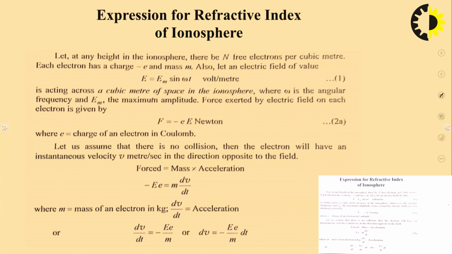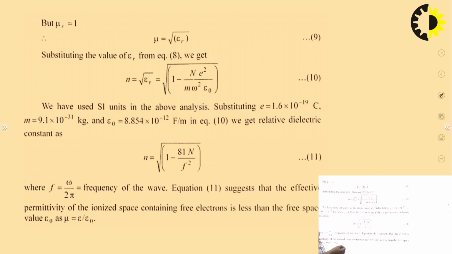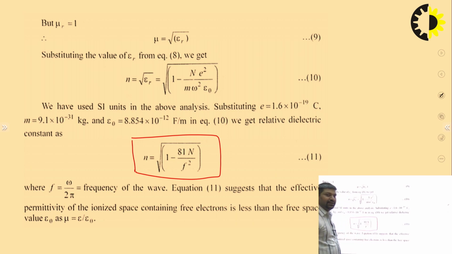Now, what is the refractive index? This is the first topic I have to explain: the refractive index in terms of the frequency. This is the formula for the refractive index of any layer through which the wave passes. The refractive index n is equal to the square root of 1 minus 81 N upon f square. And what is N?